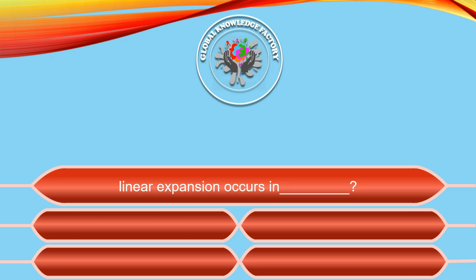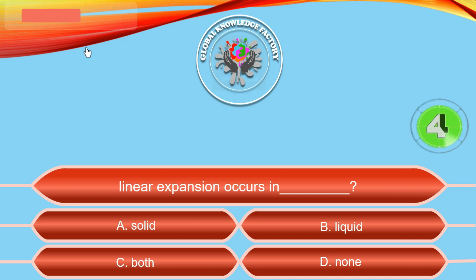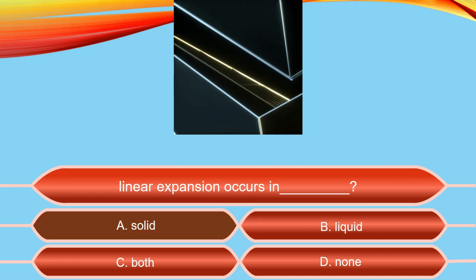Linear expansion occurs in: A. Solid, B. Liquid, C. Both, D. None. Answer is A. Solid.